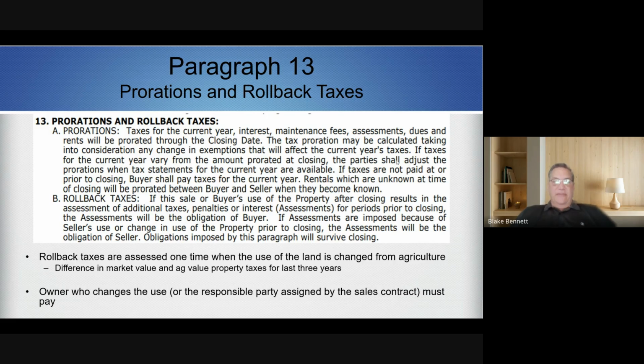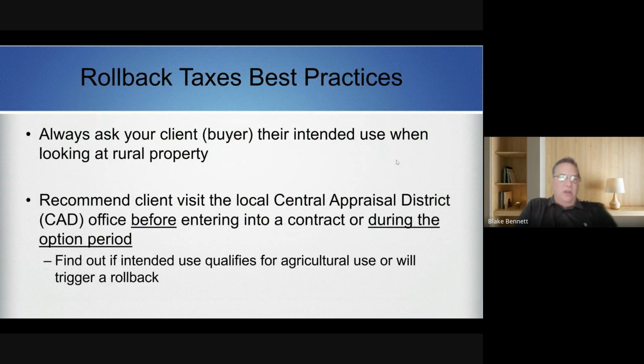You take the difference between what you would have paid in market value property taxes, and subtract off what you actually did pay in property taxes at ag value. You take that difference for the last 3 years. So it can get very expensive here. The owner who changes the use is the one that's responsible for paying the rollback taxes. That's what it states in the contract, that whoever changes use is going to be required to pay the rollback taxes. Now that is negotiable.